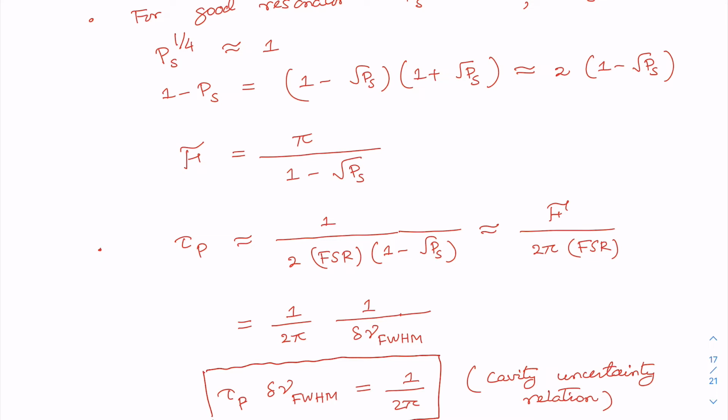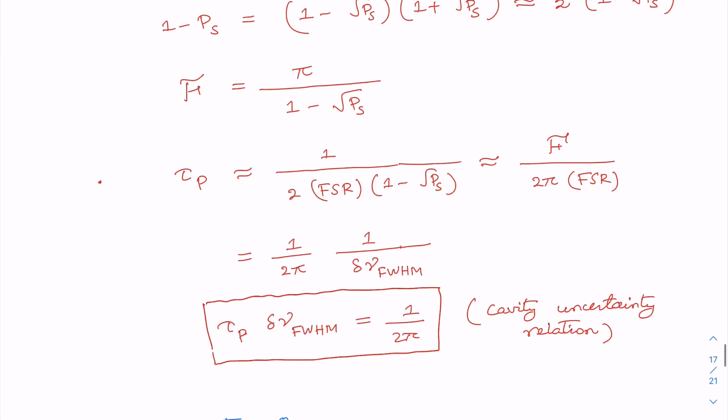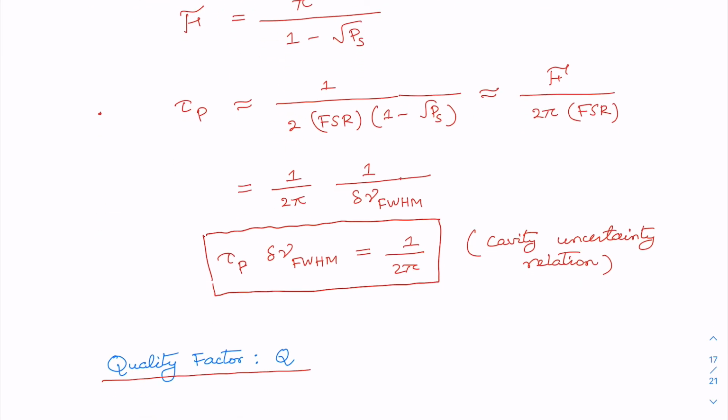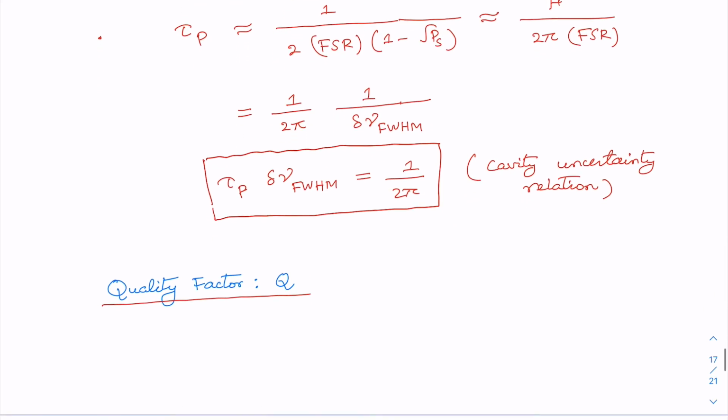So that means if you have a very sharp peak, then from that we can say that the photon will be able to survive inside the cavity for a longer amount of time. Now we are going to discuss a very important quantity, the so-called quality factor.